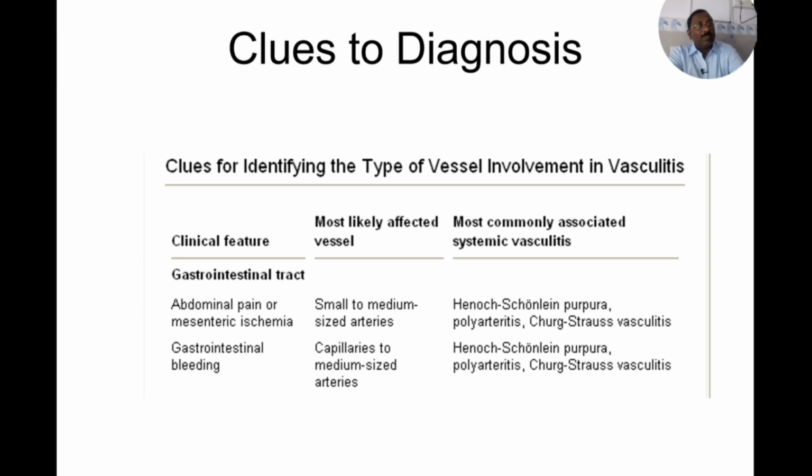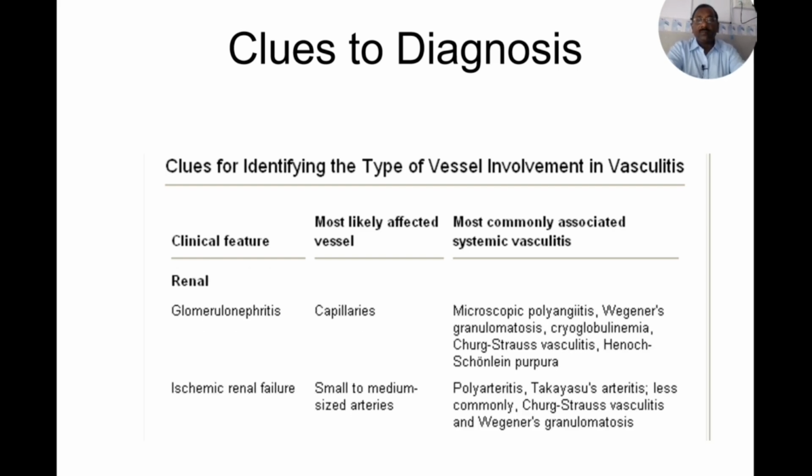So while taking a vasculitis history, you should take dermatological manifestations, gastrointestinal manifestations, cardiac manifestations, then pulmonary manifestations and renal manifestations. Some may have neurological manifestations. So it's truly a multi-system disease. Glomerulonephritis by the capillaries applies to the kidneys. So there may be microscopic polyangiitis, cryoglobulinemia, Churg-Strauss vasculitis, or HSP. Ischemic renal failure: small to medium-sized arteries. Here again the same, polyarteritis, Takayasu, etc.